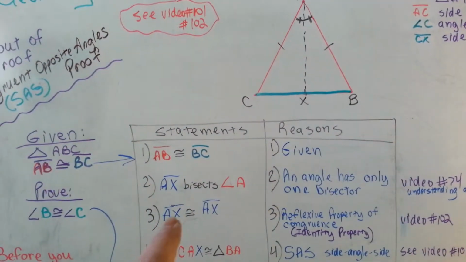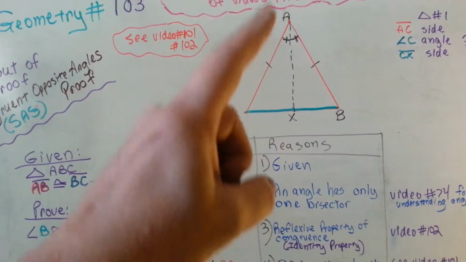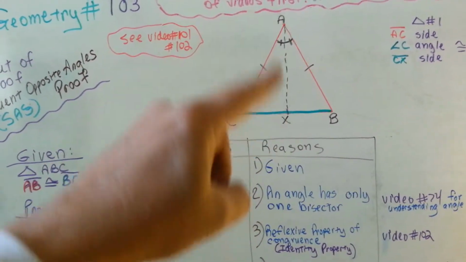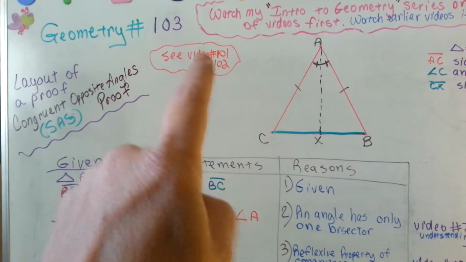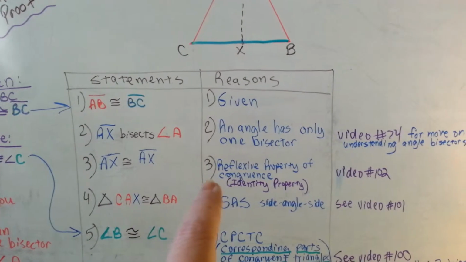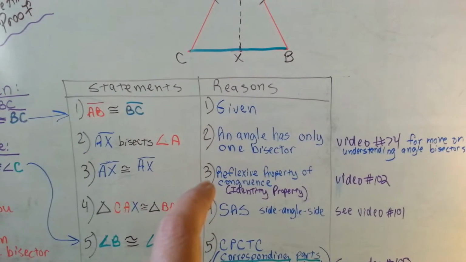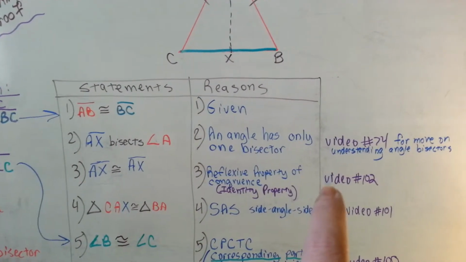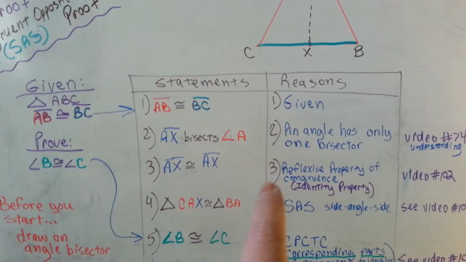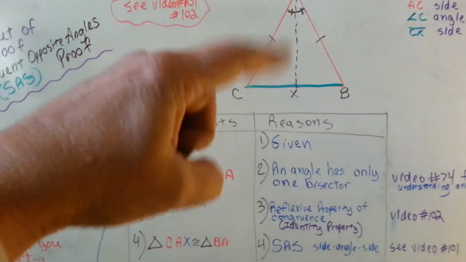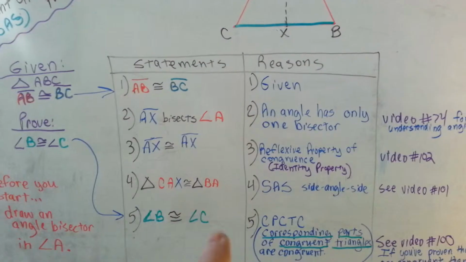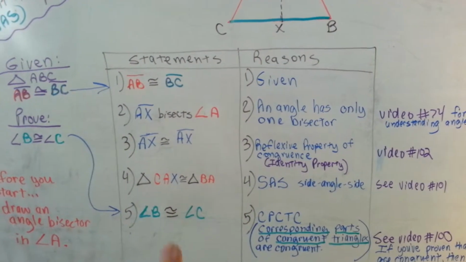Now we've got AX is congruent to AX. What? This line is congruent to itself? That's why you need to see the previous videos. The reasoning behind it is called the reflexive property of congruence. It's also referred to as the identity property, and I discuss it in video number 102. It says that when two triangles share a line, you can use that. That's basically what it says. If you're still confused, go back and watch that.